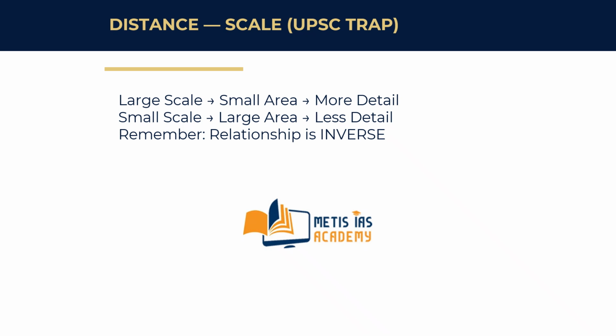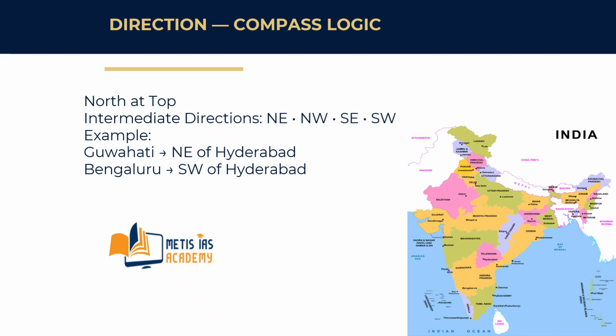Then what about small scale? Small scale means large area, less detail. This relationship is inverse. Please remember this. Village maps are large scale, world maps are small scale.